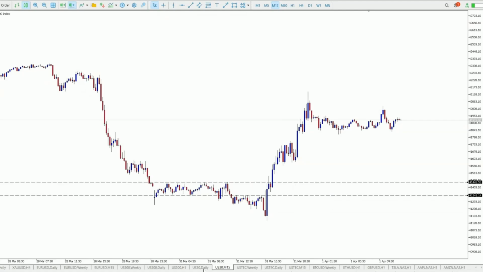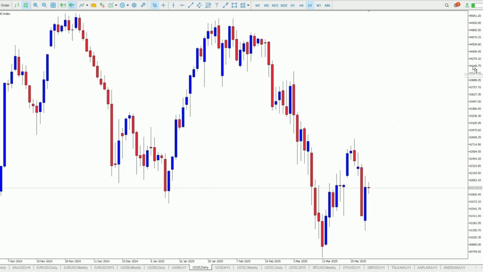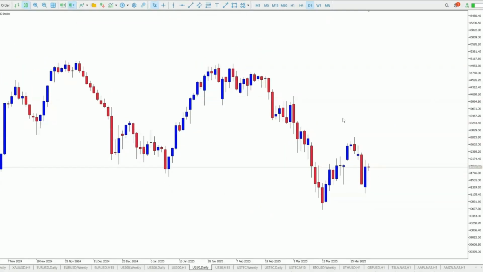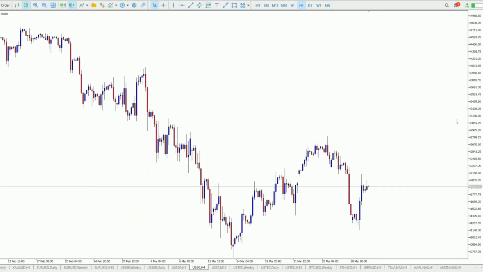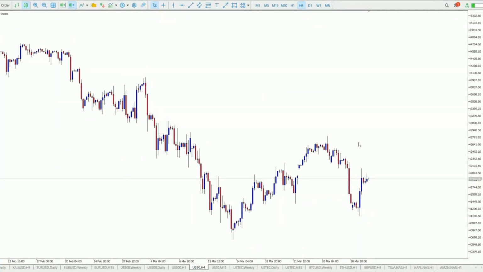So let's take a look at something else. Let's take a look at US 30. Now, this is interesting on the US 30. The market has been coming down. Let's turn this into a 4-hour chart. Let's tighten it up. Here we are. Now, this is interesting.